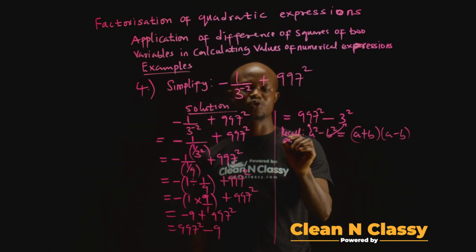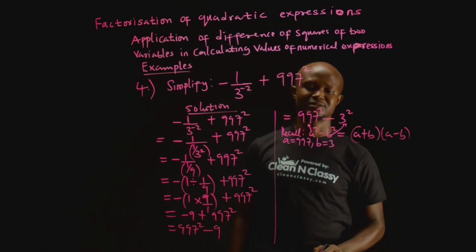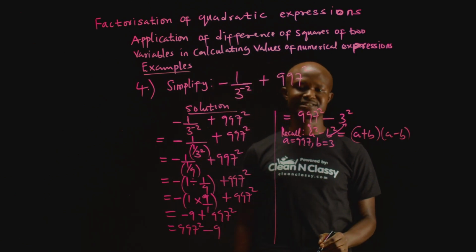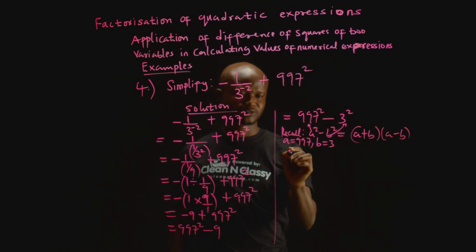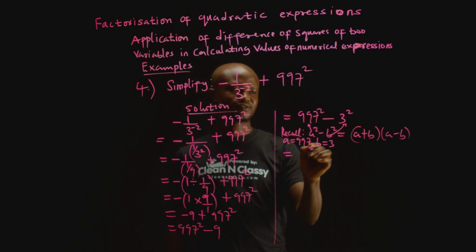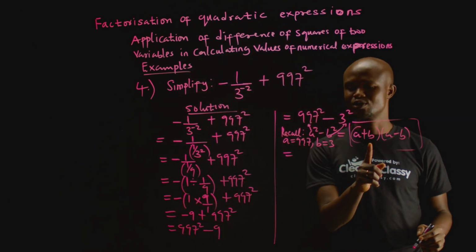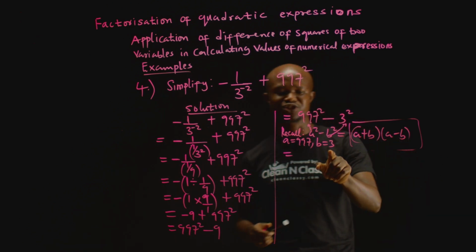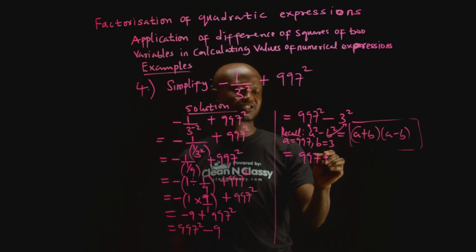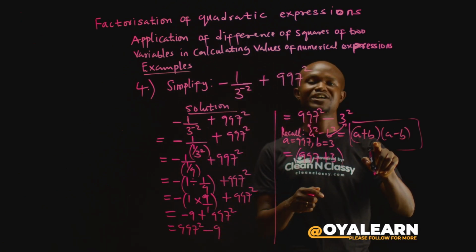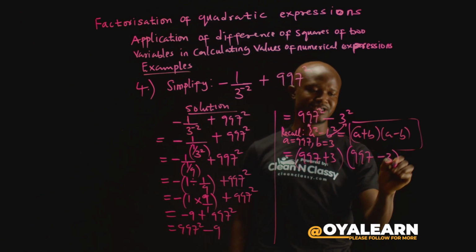Now, this is our A and this is our B. So A is 997 and B equals 3. So in this case, using the formula at the right hand side, anywhere we see A, we substitute 997, and anywhere we see B, we substitute 3. So we now have 997 plus 3 in bracket, this is the first part, then into bracket 997 minus 3.